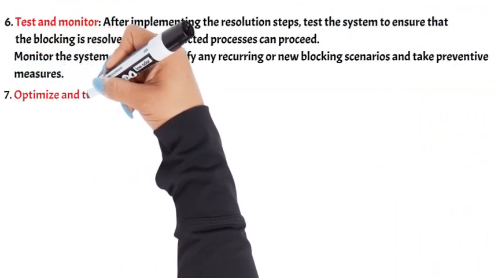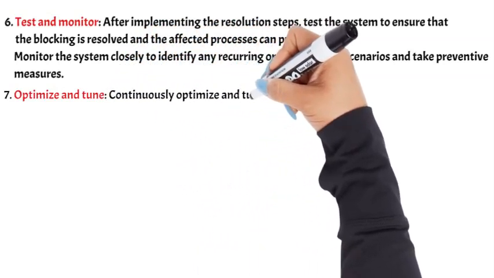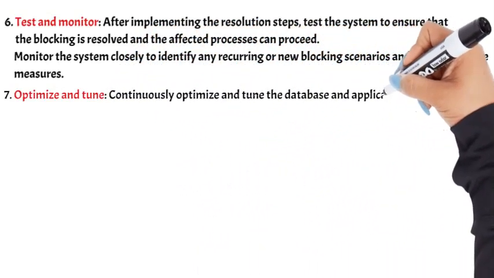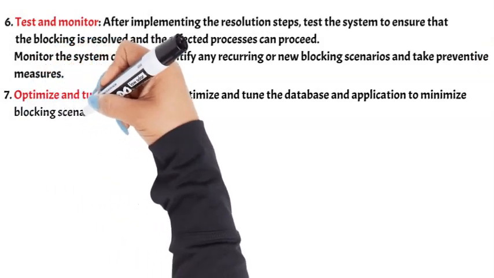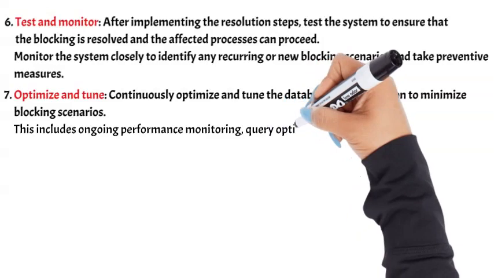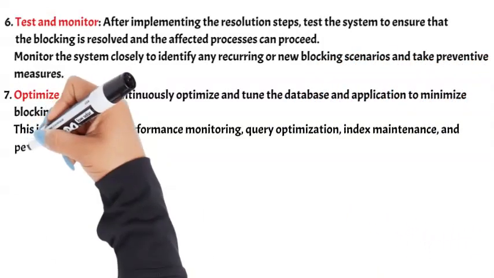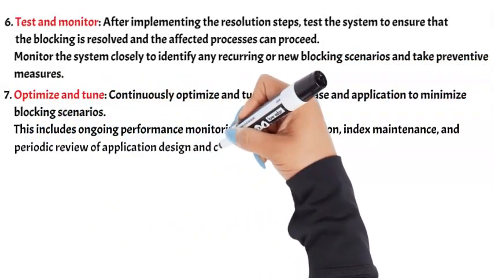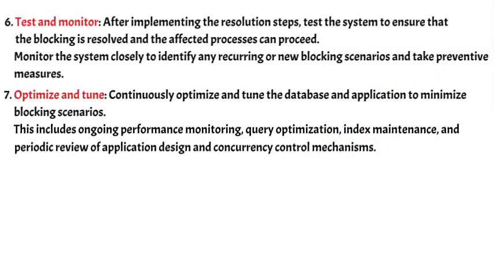7. Optimize and tune. Continuously optimize and tune the database and application to minimize blocking scenarios. This includes ongoing performance monitoring, query optimization, index maintenance, and periodic review of application design and concurrency control mechanisms.